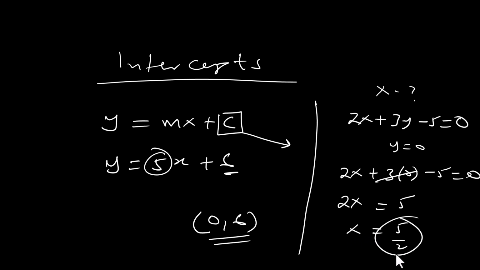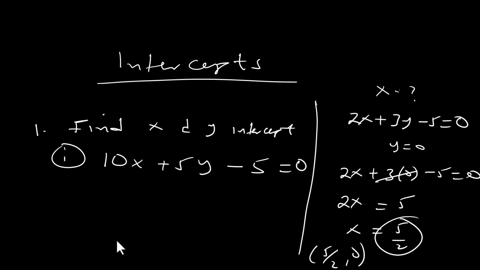So we have 5 on 2 and then y is equal to 0. Therefore our point will be (5 on 2, 0). Now that is how it works. When you're asked to find the y-intercept, you just put x to 0. It's very simple. So let's solve examples here.